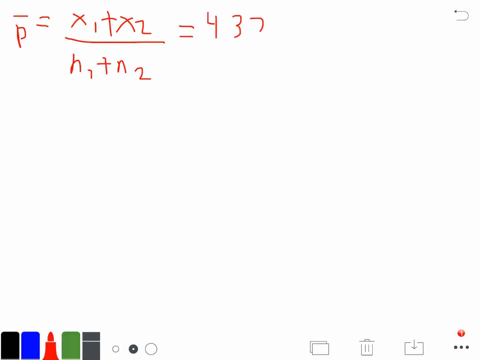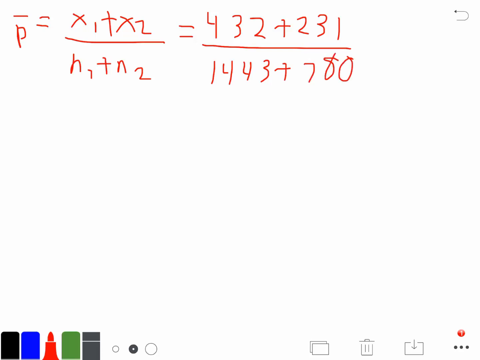And let's find P bar. P bar equals X sub 1 plus X sub 2 over N sub 1 plus N sub 2. So we get 432 plus 231. Make sure you use the actual X values. Do not use that reduced value we have from earlier. Over 1,443 plus 780, which equals 17 over 57.